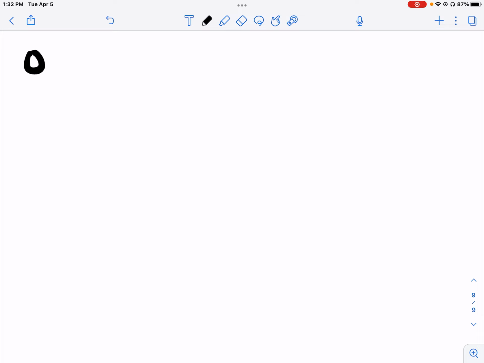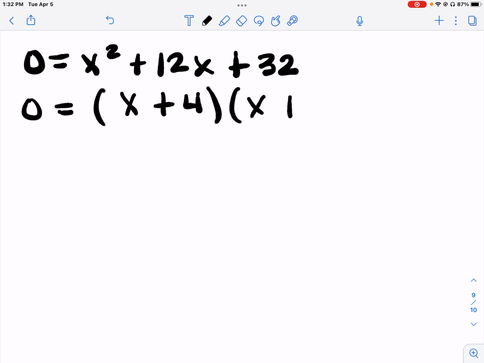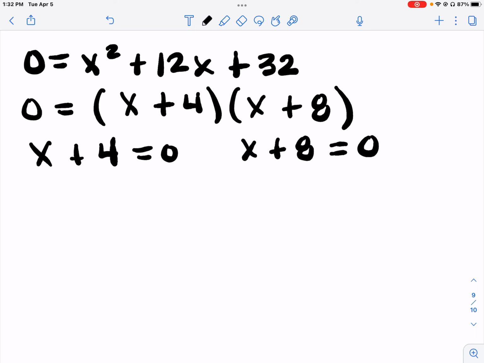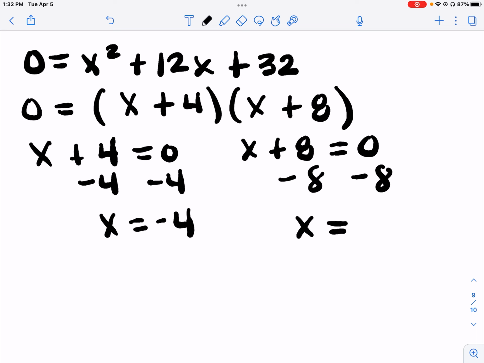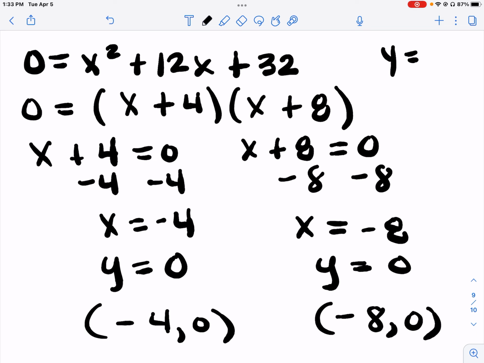My intercepts. Factor. What multiplies to 32 and adds to 12? Set them both equal to 0. Solve. Okay, now when we have the equation is y equals, but we've replaced y with 0. So that tells us when x is -4, y is 0. When x is negative 8, y is 0. So we also have these points to plot.